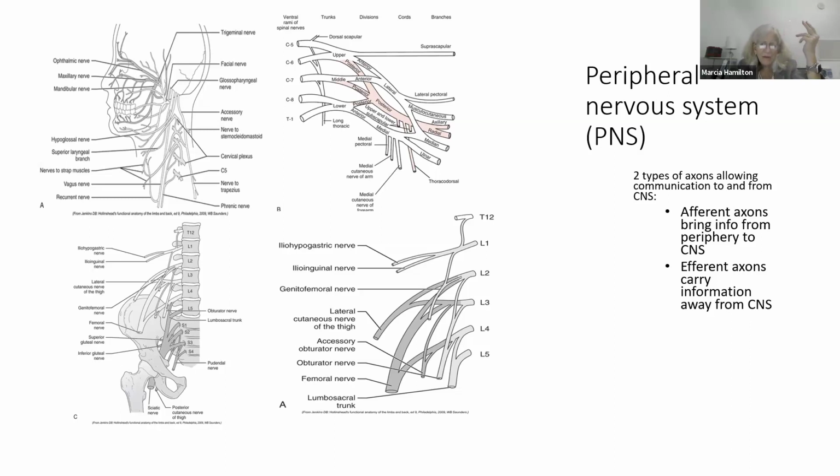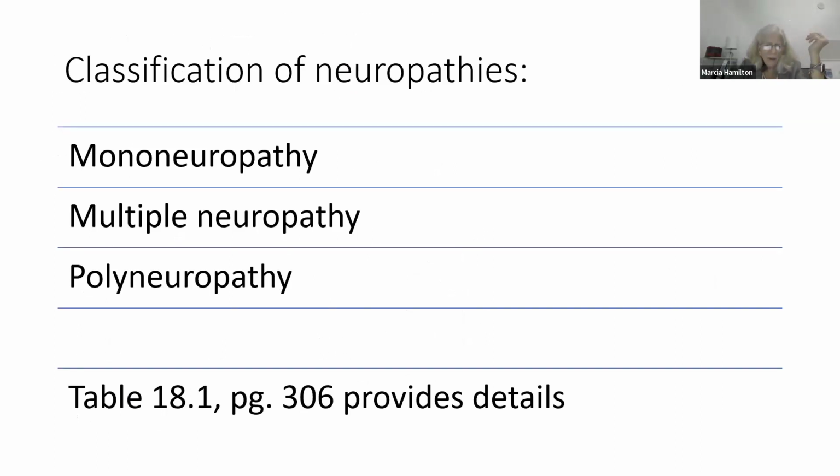So think of exit from the brain with E, and afferent is ascending. That would work. I don't think I ever thought of that one before. We'll learn about different kinds of neuropathies. So a single neuropathy or multiple neuropathies or polyneuropathies.